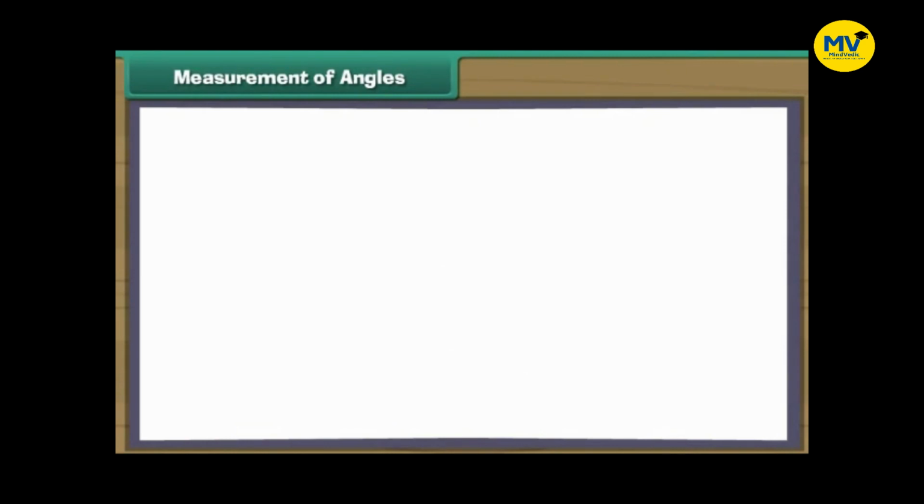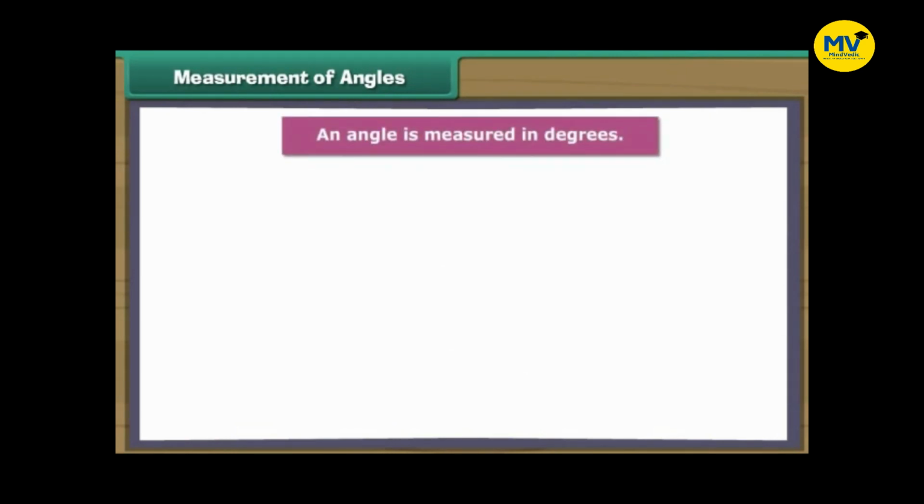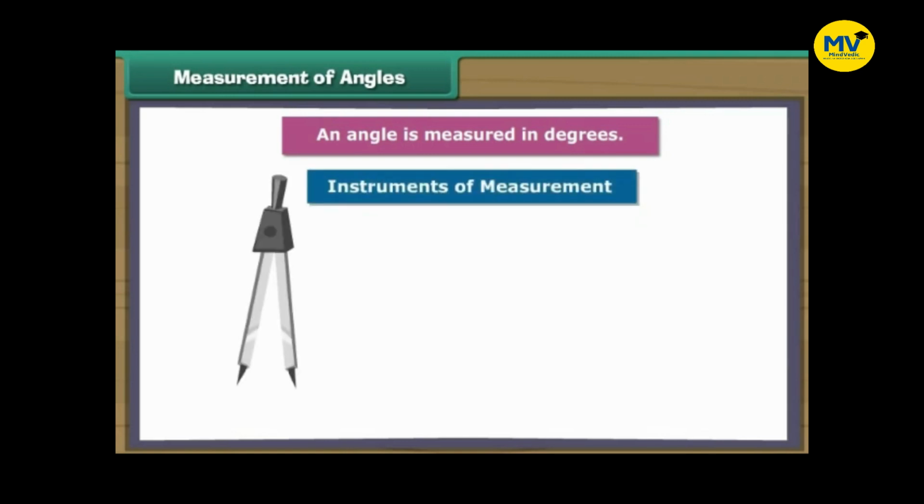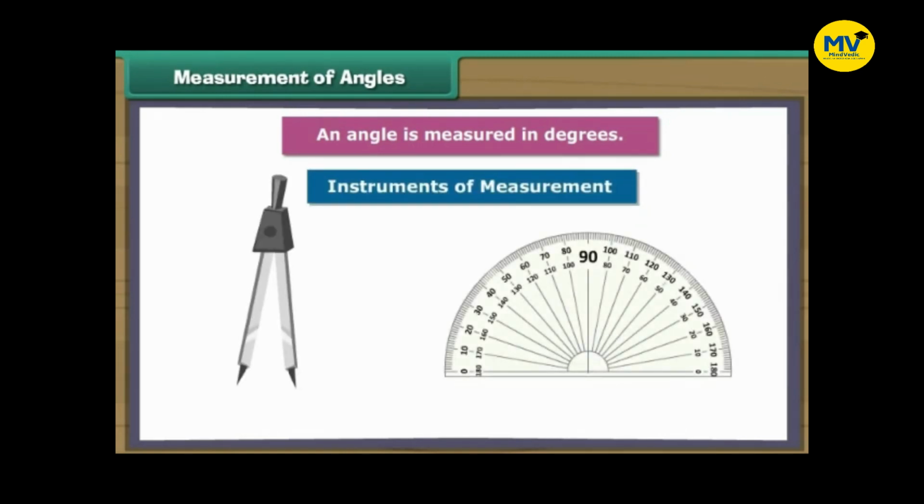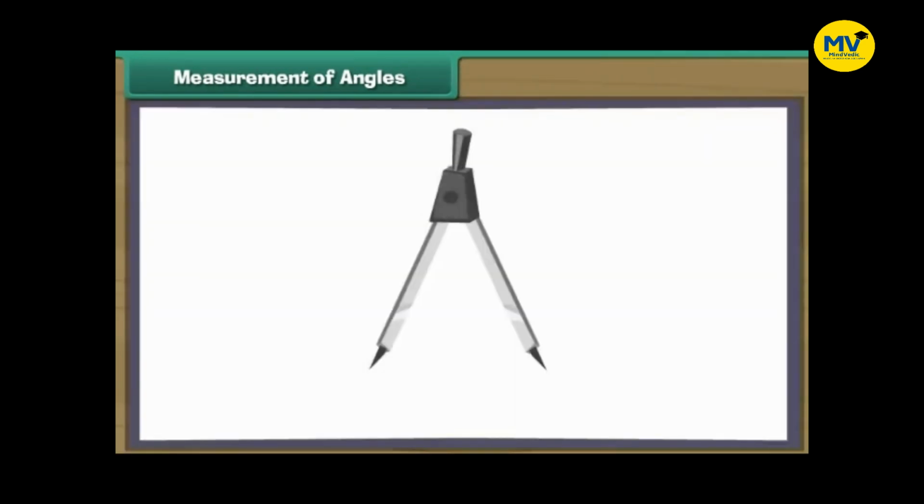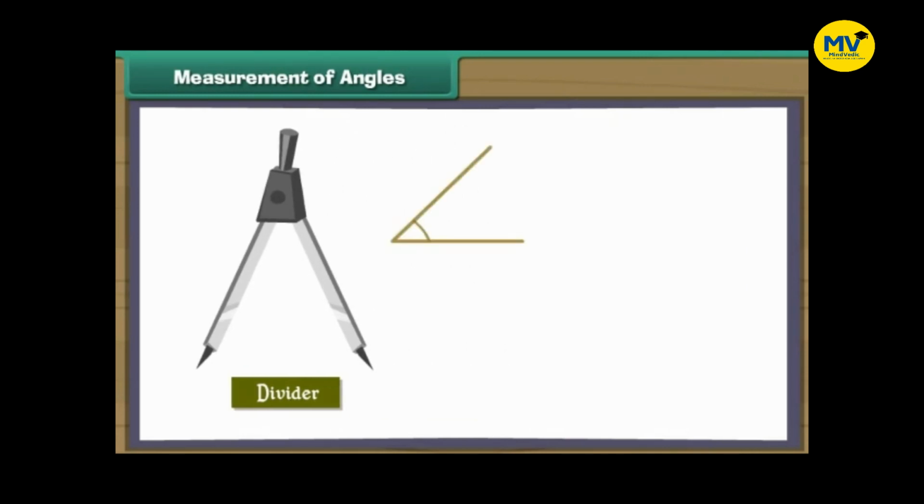Measurement of angles. An angle is measured in degrees. Let us now measure angles with 2 different instruments: a divider and a protractor. Look at this object. It is called the divider. We can use it to measure angles.